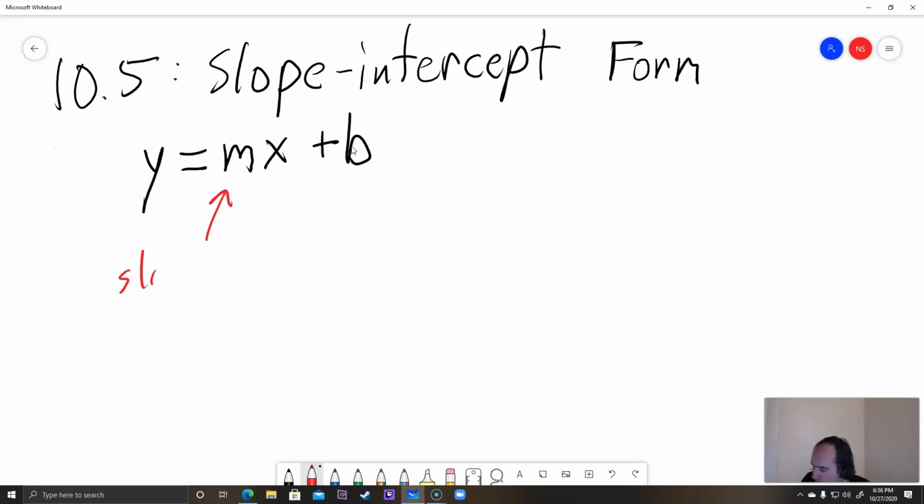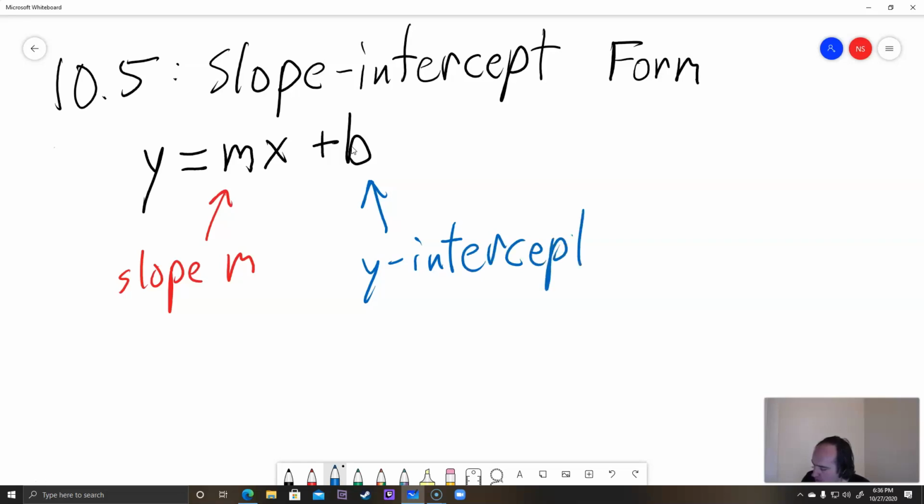Okay, so slope m and y-intercept (0, b). Right, that's slope-intercept form. And like I said, it's useful for both graphing and also just for figuring out the slope and the y-intercept without having to do any extra work.